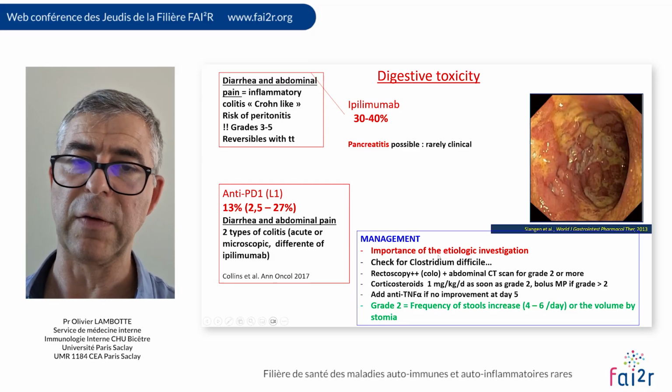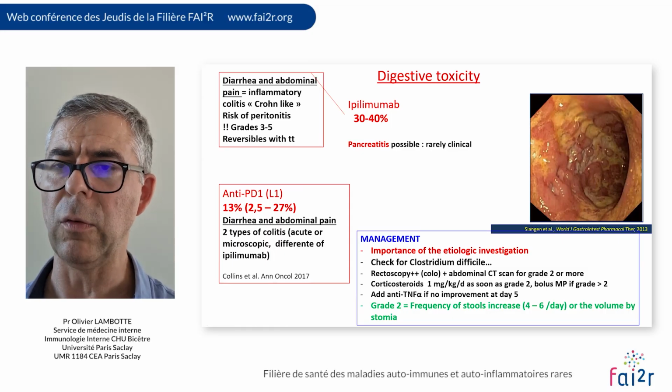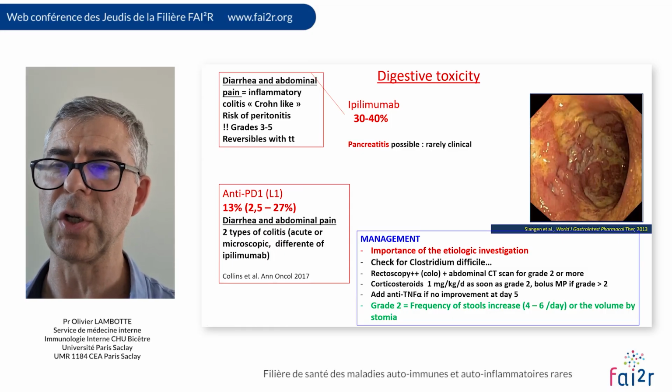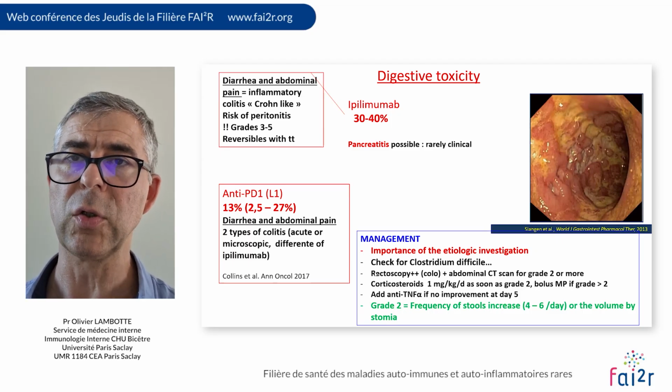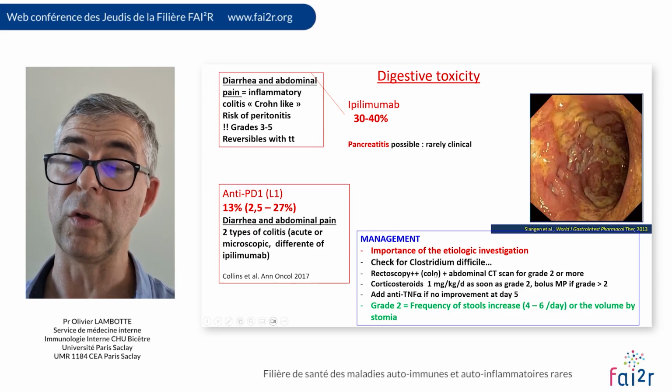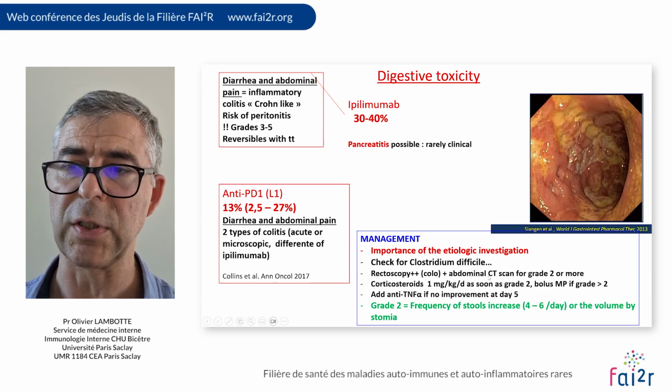The etiologic investigation are very important. For all these toxicities, it is the same way of thinking. You have to think about the differential diagnosis. You have to check for Clostridium difficile, and the two exams are the rectoscopy, which can allow to perform biopsies, and abdominal CT scan, which is important for the prognosis.